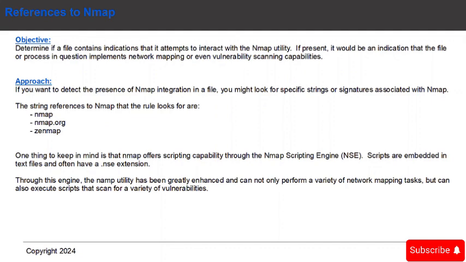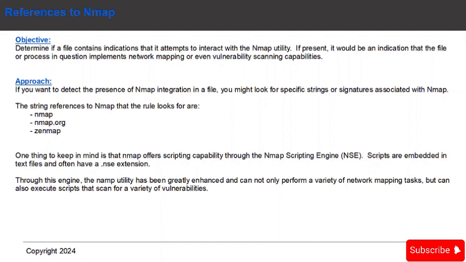What we're going to do with this particular rule is straightforward. It follows the pattern that we've outlined a number of times in this course, where we're looking for string references to executables or values that may be associated with the Nmap tool. It would be Nmap, nmap.org as a reference to the website for the utility, and ZenMap, which is a GUI overlay to the Nmap tool.